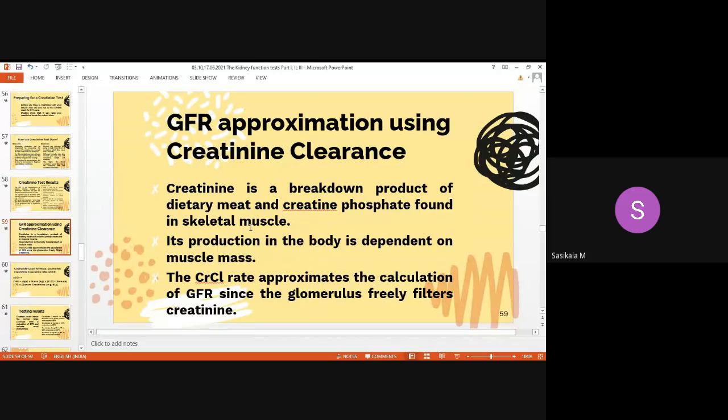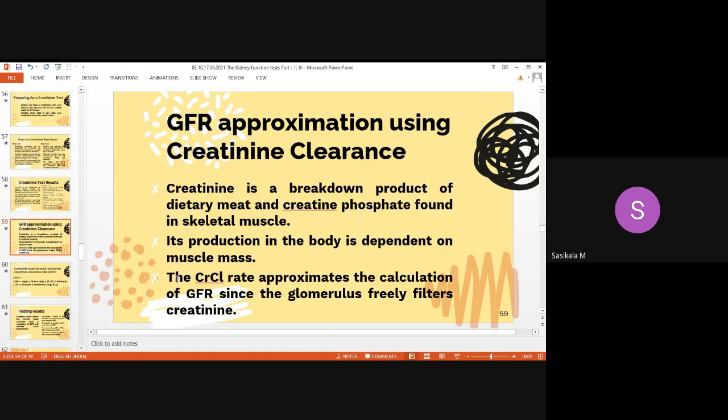It is a breakdown product of dietary meat and creatine phosphate found in skeletal muscle. Breakdown of skeletal muscle produces creatinine, we have seen, right? And it should be removed from the blood through the glomerulus, through the kidneys. Its production in the body depends on muscle mass. I already told you, since breakdown of muscle creates more creatinine, creatinine production also increases according to the weight.